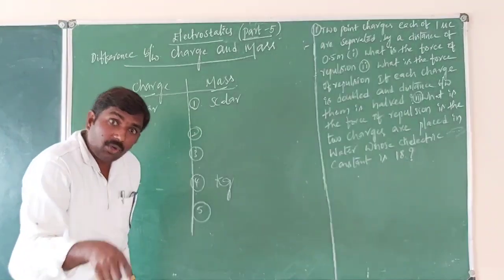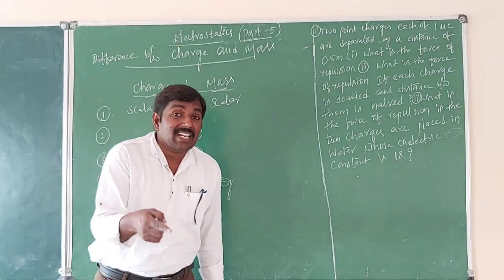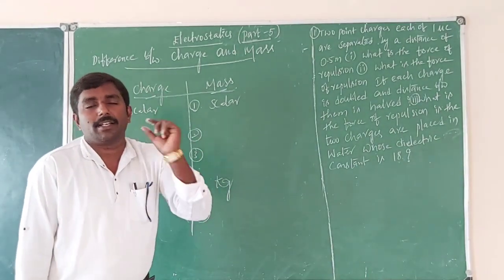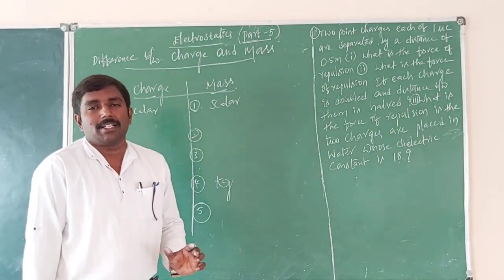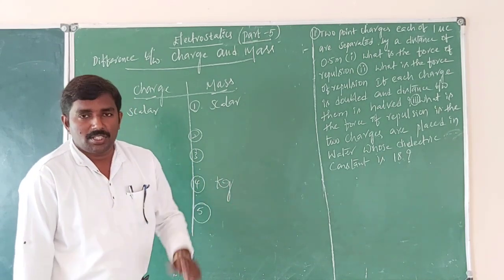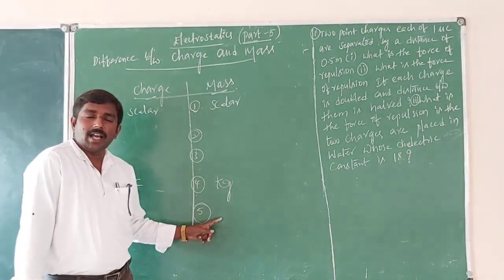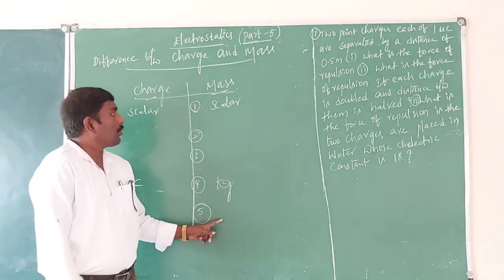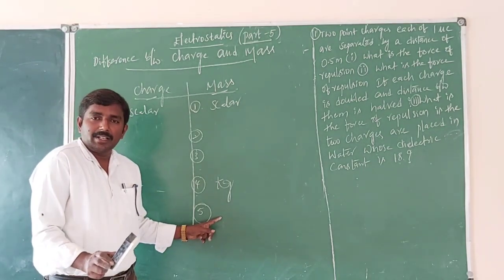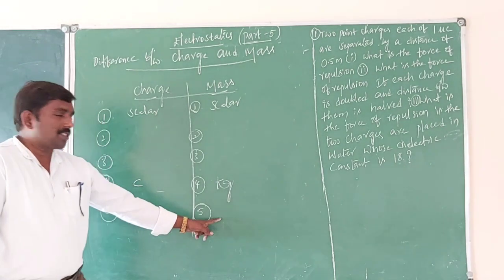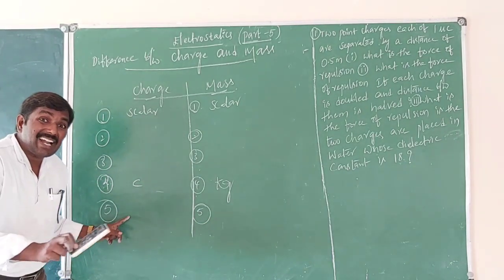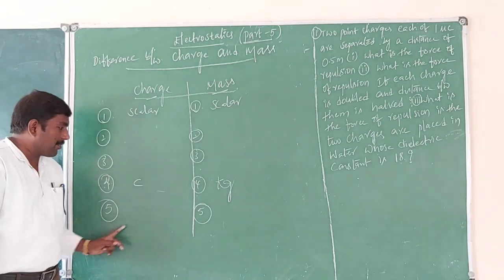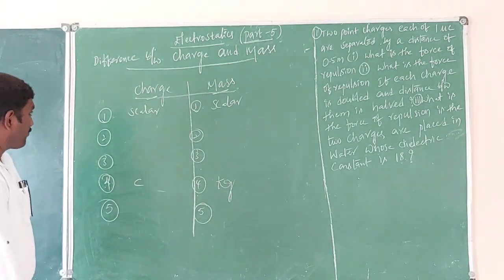Mass exists without charge. For example, neutron is one of the particles. Neutron is a chargeless particle, but mass is there. So mass exists without charge. Charge does not exist without mass. This is very most important. Okay.